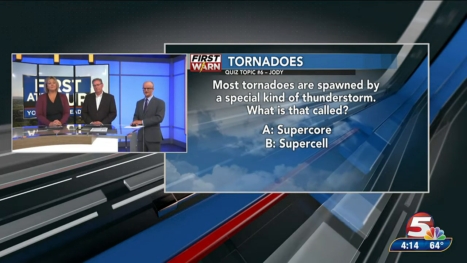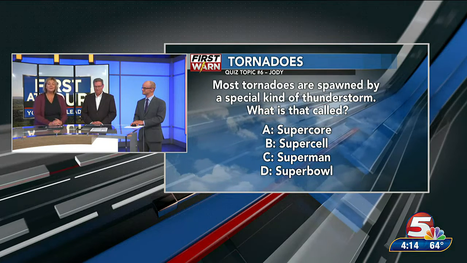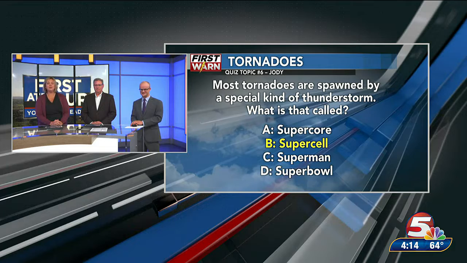So last topic, tornadoes, Jody. Most tornadoes are spawned by a special kind of thunderstorm. What is that called? A supercore, a supercell, Superman, or Super Bowl? I do love the Super Bowl, but I'm going to say it's supercell. Yes, that is correct. Those are those big picturesque thunderstorm clouds like this one in Glenburn on July 22nd that are sculpted by strong rotating winds, and we can get tornadoes to drop down from those.